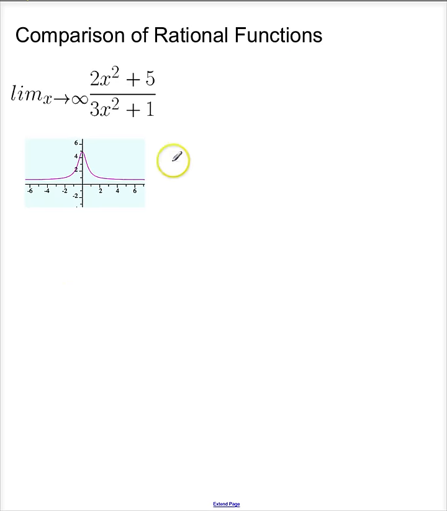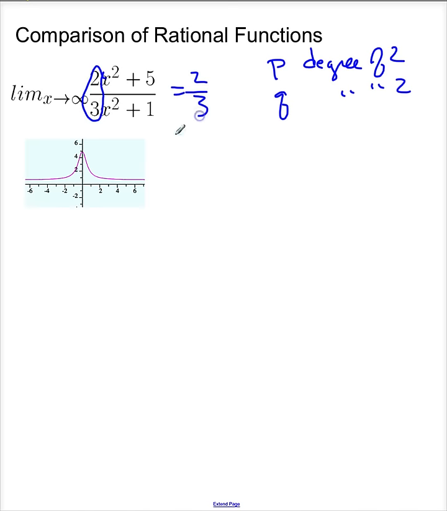Now let's look at this one. P has a degree of 2, and so does Q. So for this one, you just look at the leading coefficient. It turns out none of the rest of it really matters. So this limit is 2/3. So we can say this has a horizontal asymptote of y equals 2/3. You're going to get really fast at these.